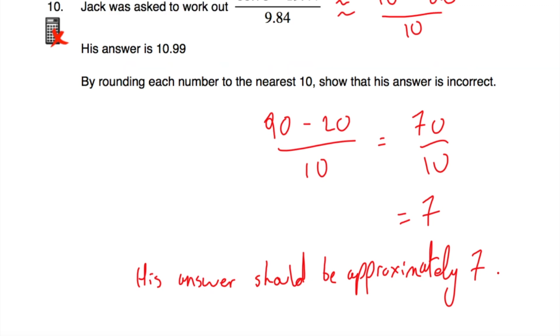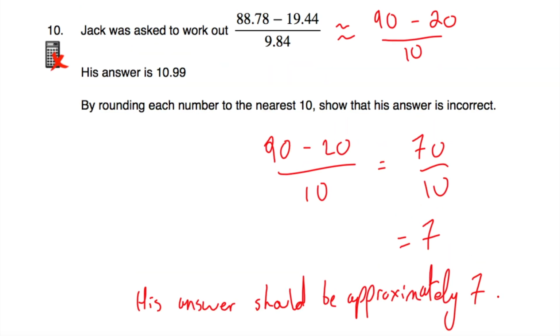And actually, if we go back up, let's just work it out. 88.78 subtract 19.44 over 9.84, that's equal to 7.04 and so on. So his answer of 10.99 is pretty far out.